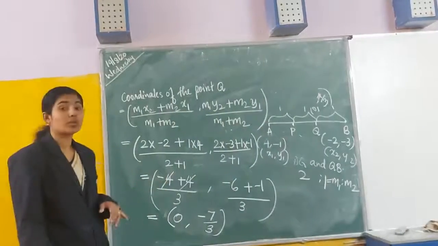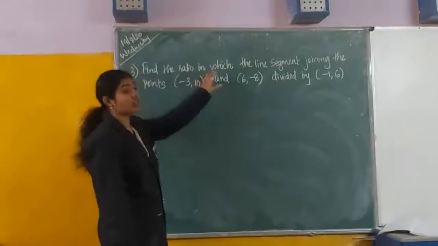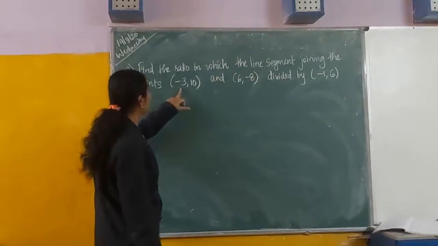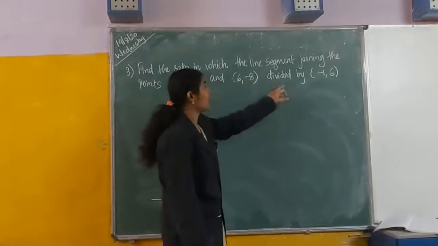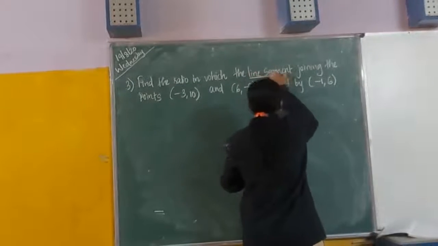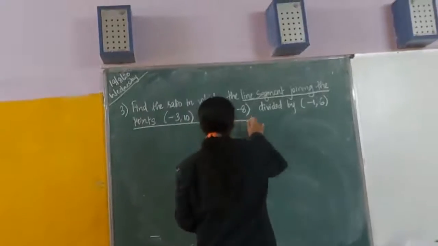Okay, like that. See the next question. Find the ratio in which the line segment joining the points (minus 3, 10) and (6, minus 8) is divided by (minus 1, 6). What do you understand from this question? First you read this one. Line segment joining the points (minus 3, 10) and (6, minus 8).